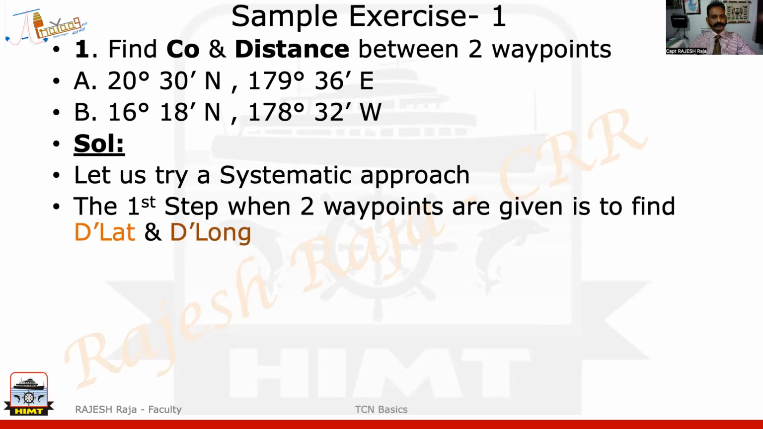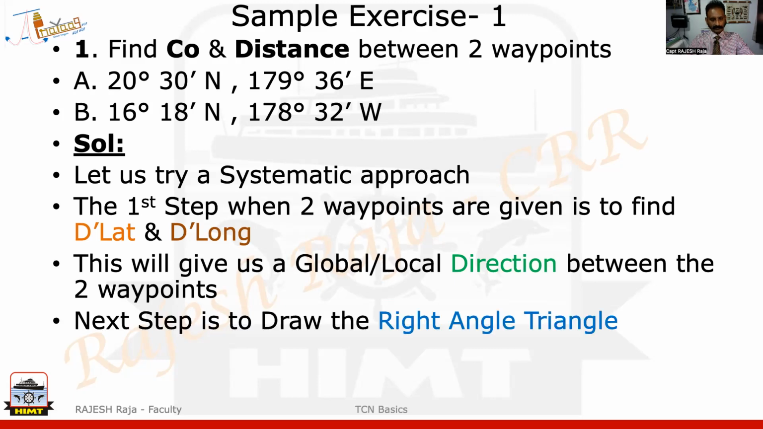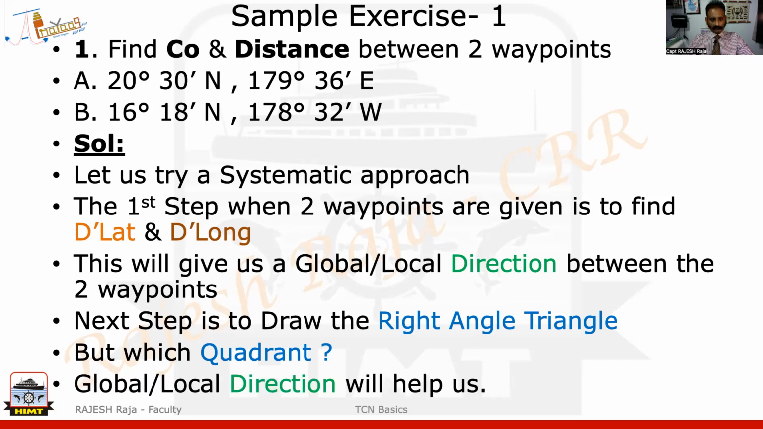Whenever you get A and B, that is the initial waypoint and final waypoint, always go ahead and find out the d lat between the latitudes and the d long. By doing this, the first clue you get is either the global or local direction. Okay, this is your first clue for starting a question. The moment you get a global and local direction, the next job is to draw a right angle triangle. Remember, we have 4 quadrants, so which quadrant should I use? The answer you got from this d lat and d long will guide you to form that right angle triangle in that particular quadrant. So this is the approach I am going to follow.